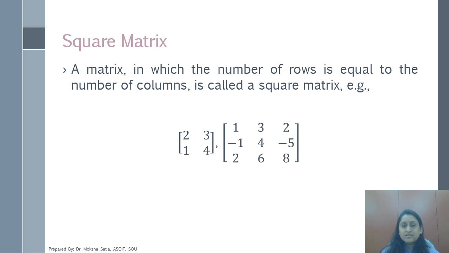The first example is 2, 3, 1, 4, which creates a 2 by 2 matrix. That means we have 2 columns and 2 rows. In the first row we have 2, 3, and in the second row we have 1, 4, which forms a 2 by 2 matrix. For the second example we have a 3 by 3 matrix, which is 1, 3, 2, minus 1, 4, minus 5, 2, 6 and 8.